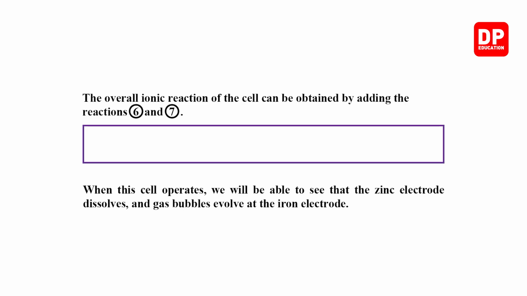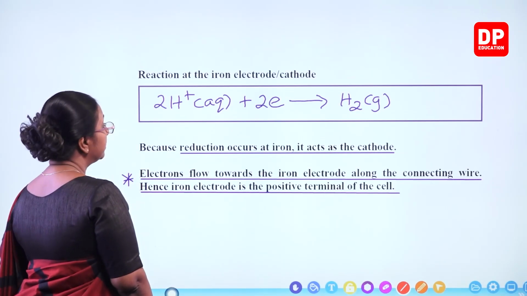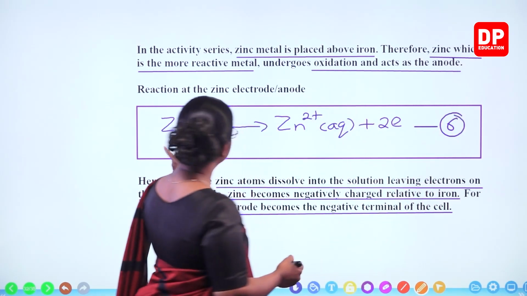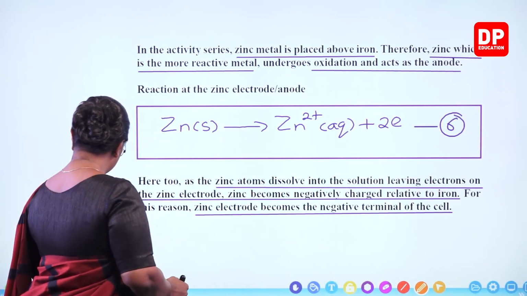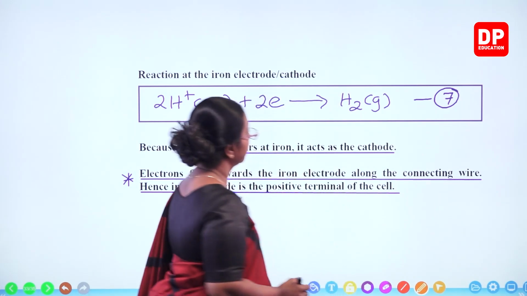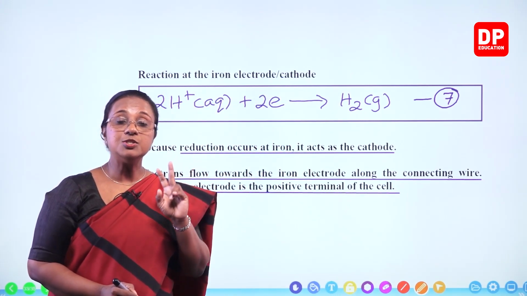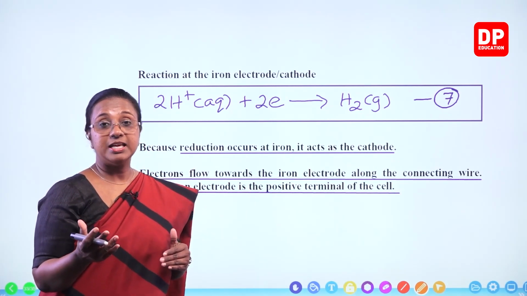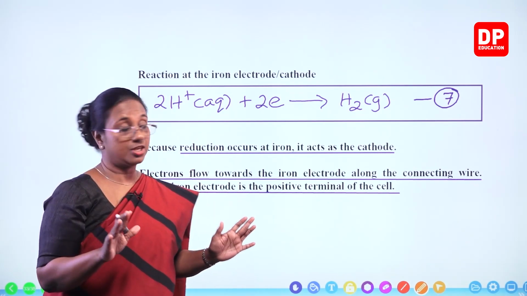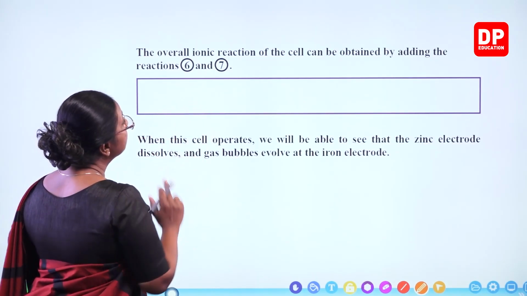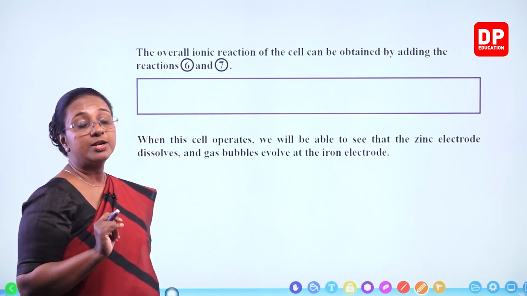The overall ionic reaction of the cell can be obtained by adding reactions 6 and 7. So here, we can label this as the 6th reaction, that is the oxidation of zinc. And then we have the reduction of hydrogen ions as the 7th reaction. In both, you all know there are only 2 electrons involved. So we don't have to multiply any of the half ionic equations in order to balance the reaction. We can directly add them together. So when we add the 2 reactions, 6 and 7, what do we get?